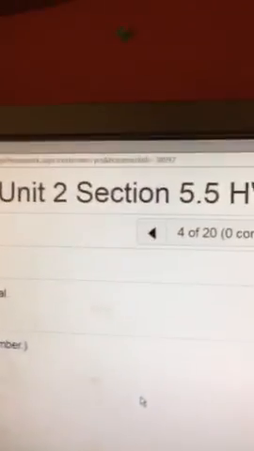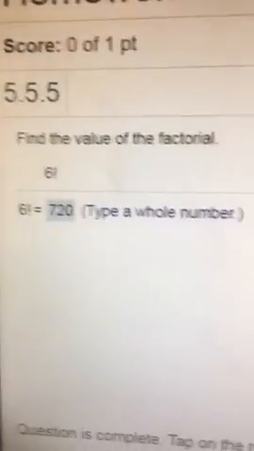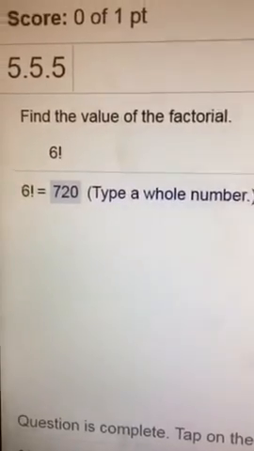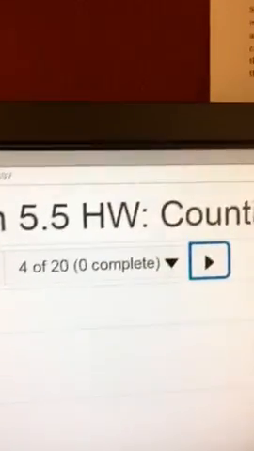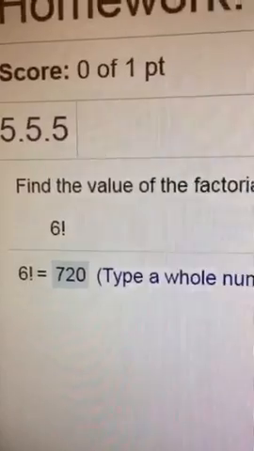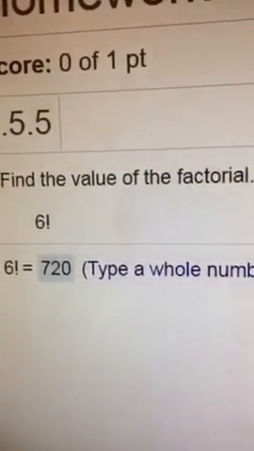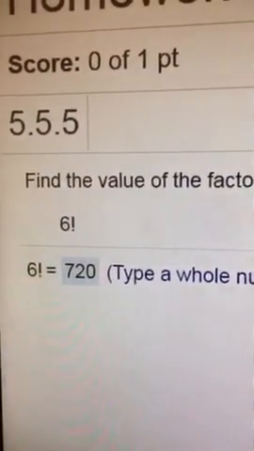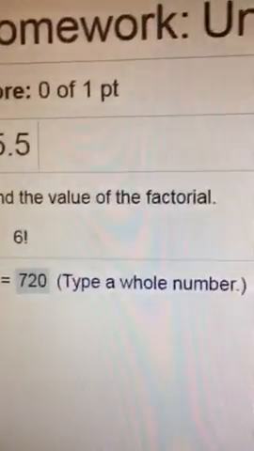In section 5.5, I wanted to go over some instructions with you of how to use the calculator, because in 5.5 that's what you're going to be using. In section 5.5 homework, problem number 4, we have what we call 6 factorial, which in that case means 6 times 5 times 4 times 3 times 2 times 1. But on our calculator we have a factorial sign. So what I'm going to do is show you where this is located.